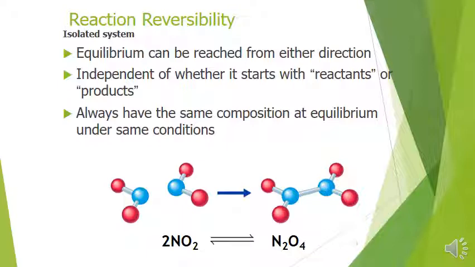Okay, reaction reversibility, isolated system. So no energy can leave, and no matter can leave. The equilibrium can be reached from either direction, independent of whether it starts with the reactant or product. So you can actually start out with product, and then the reaction would go to the reactants, and then come back and forth.